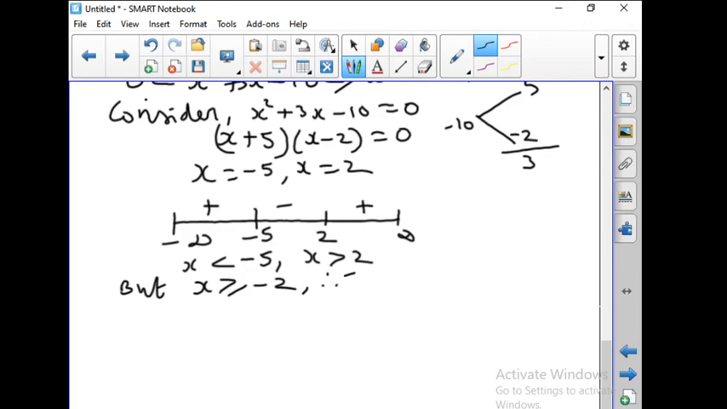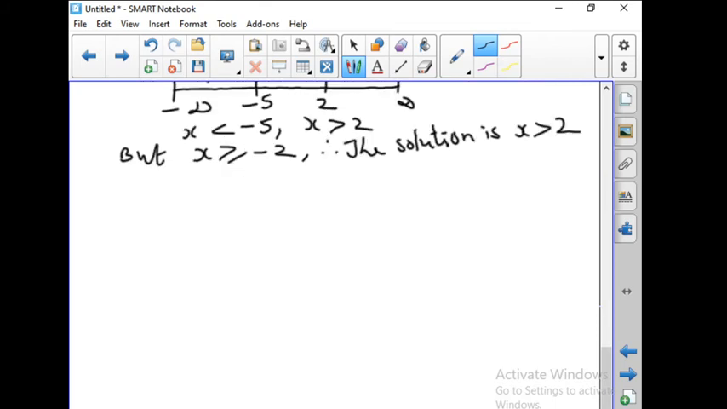Therefore, the solution is x is greater than 2. Okay, x is greater than 2. Okay, now if you have doubt and if it is not clear, you listen to the video again and you can refer to your textbook also.